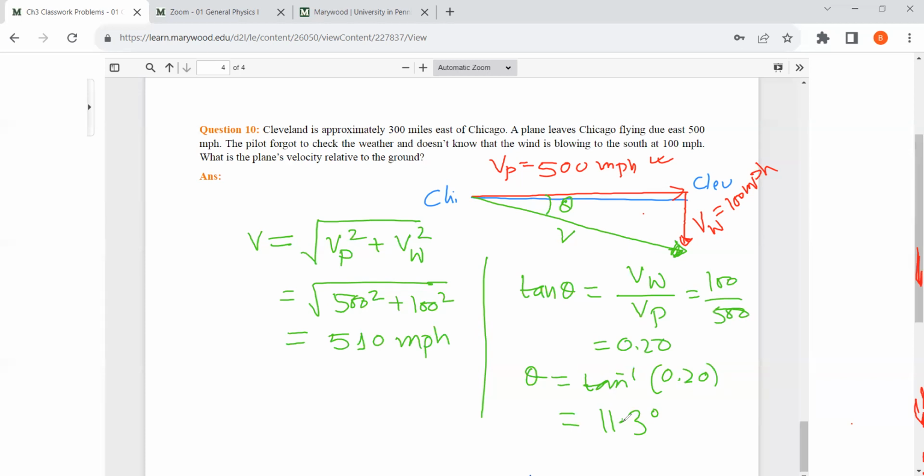All right, so I'm going to stop here. In the next class we are going to start a new chapter, chapter 4, and there we are going to learn about dynamics. We are going to learn about force and Newton's laws of motion.